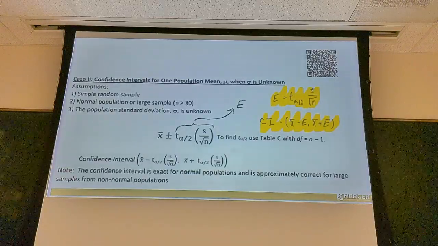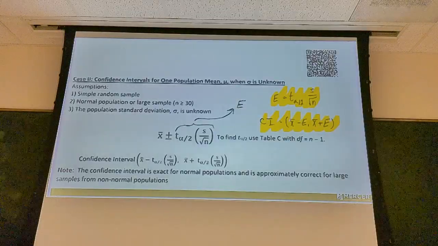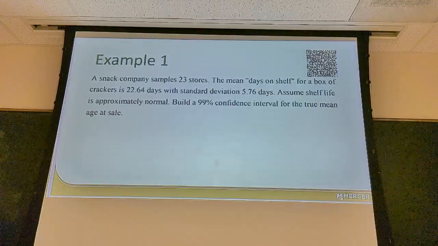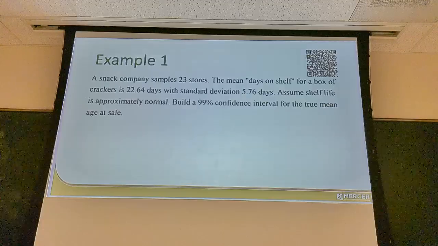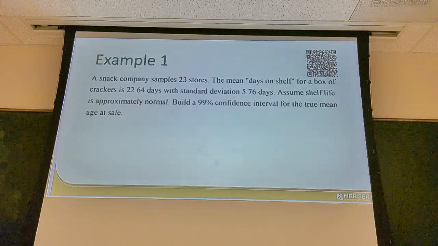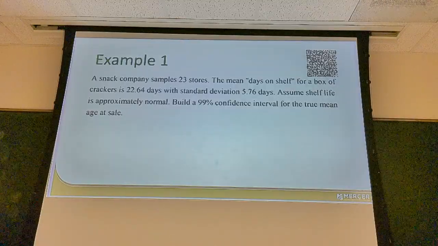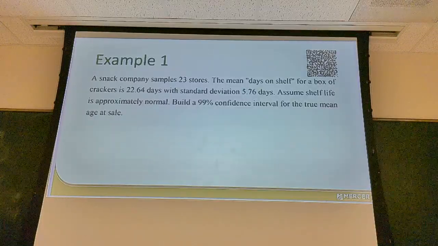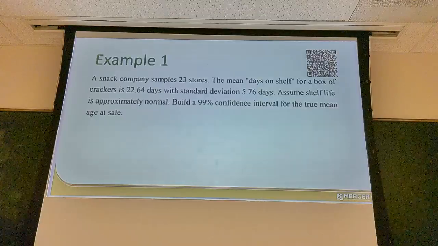So again, examples broken into 3 sets. By hand, the calculator, and then Excel. Snack company samples 23 stores. The mean days on shelf for a box of crackers is 22.64 days, with a standard deviation of 5.76 days. Assume shelf life is approximately normal. Build a 99% confidence interval for the true mean age at sale.